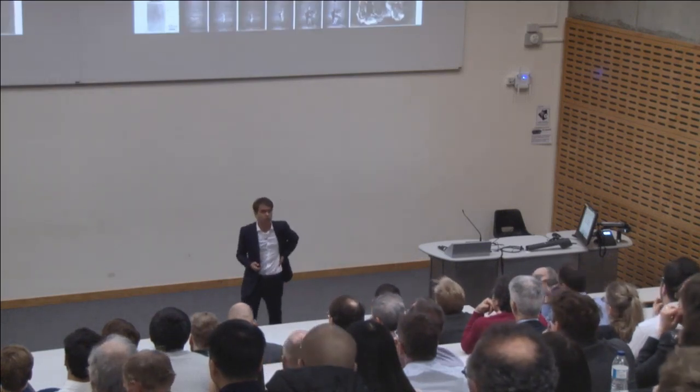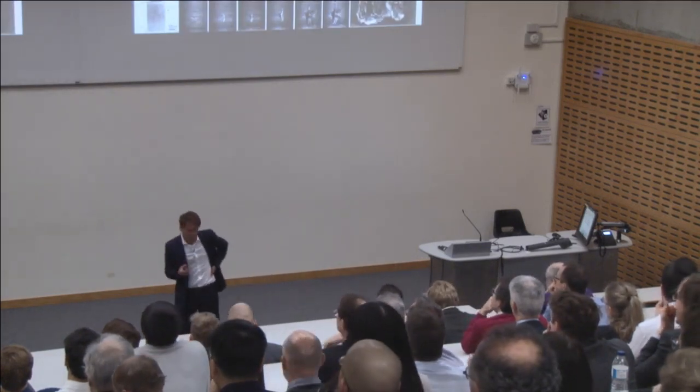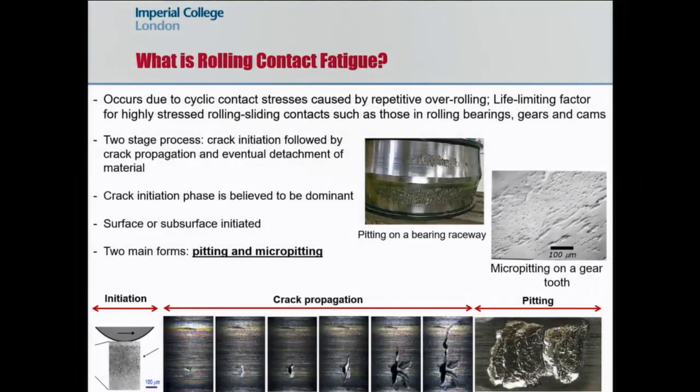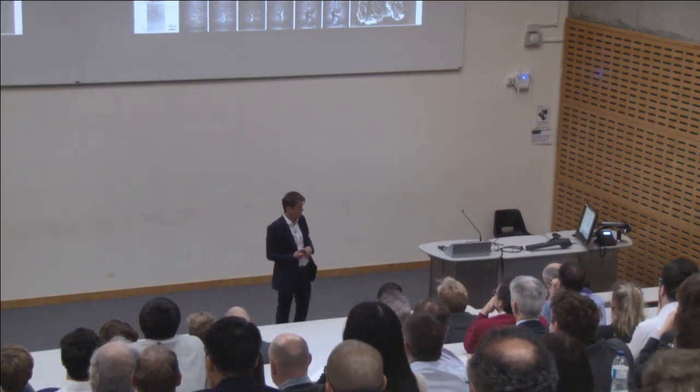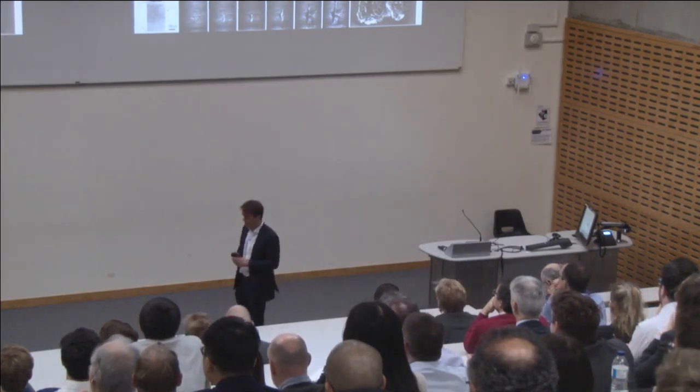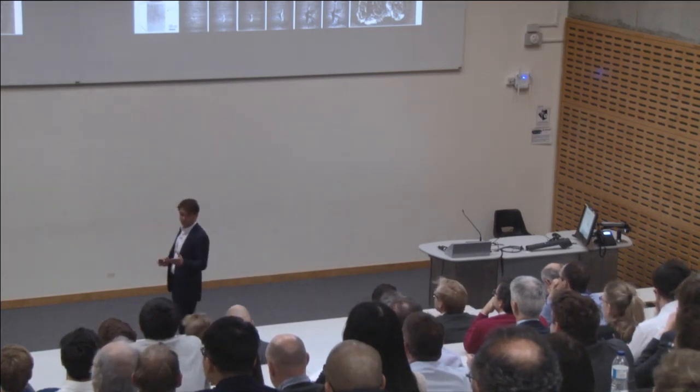So let's start by talking about rolling contact fatigue in general. What is it? Well, as the name suggests, it's a fatigue type of damage, therefore requires some cyclic stresses. And in this case, the cyclic stresses come from repetitive overrolling of the contact. For example, during gear meshing or overrolling of a rolling element over a ring in a rolling element bearing, or indeed a wheel over a rail. It is often the life-limiting failure mode in highly stressed rolling sliding contacts, such as those in bearings, gears, cams, and so on. Considered to consist of 2 stages.